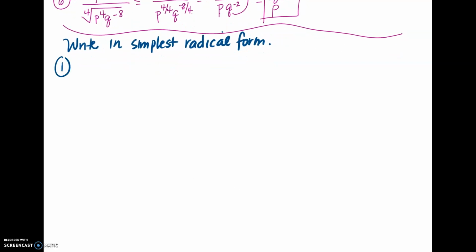Okay, so here's our first one. The cube root of 4 times the cube root of 4. When we have the cube root of 4, remember when you have the same root, which is cubed, you can multiply what's on the inside.